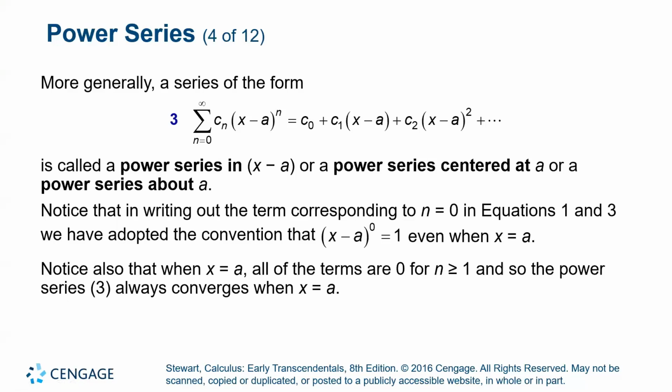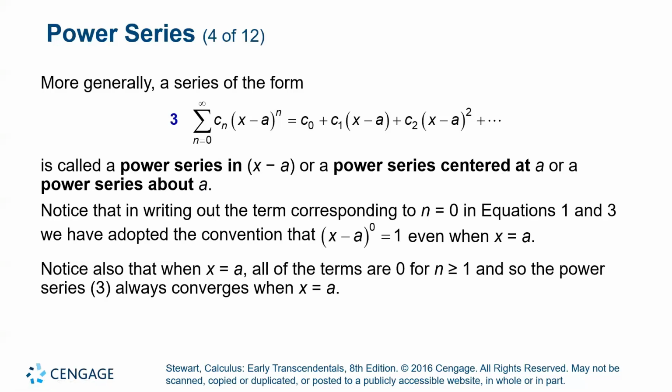Or if you're remembering how to graph polynomials from pre-cal, then this would be shifted over by a units, shifted to the right by a units. And what we call this one, if it's not centered at 0, we say that it's centered at a, or we say that it's a power series about a. Those are the two most common, in my opinion, ways to talk about this.